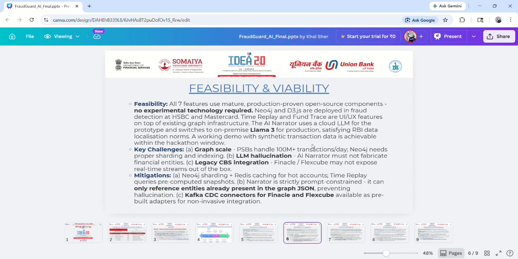Our next slide shows the feasibility and viability. Why is our project feasible? Our solution is highly feasible because it uses proven technologies already trusted by global banks, like Neo4j and D3.js. So there is no experimental risk here. It integrates directly with existing systems and adds advanced capabilities like transaction replay and fund tracing. Key challenges: we address key challenges such as scale, AI accuracy, and legacy integration through graph optimization.